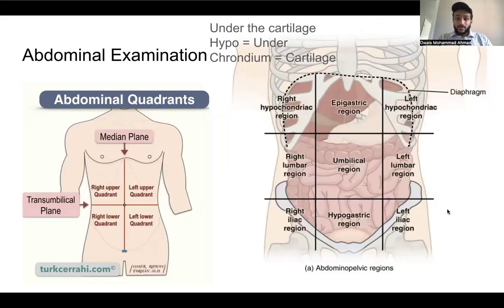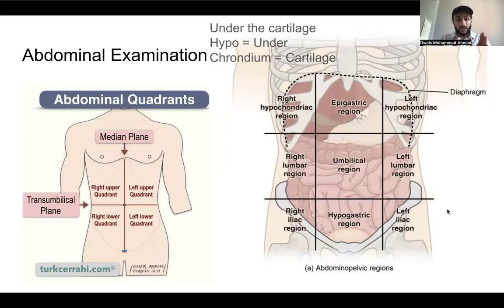Hey guys, today we're going to be speaking about the abdominal examination. Abdominal examination can be divided into two key components. We can see that the abdominal quadrants can be either divided into four components, or it can be divided into nine quadrants.